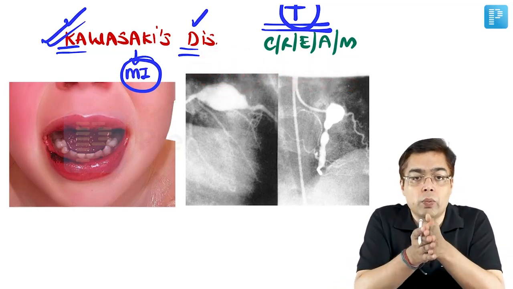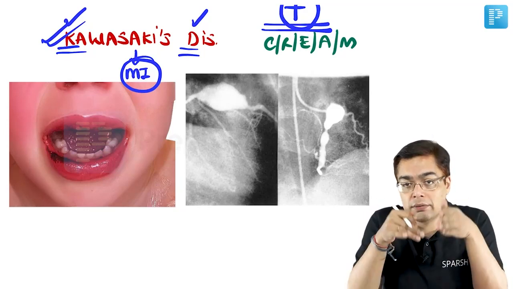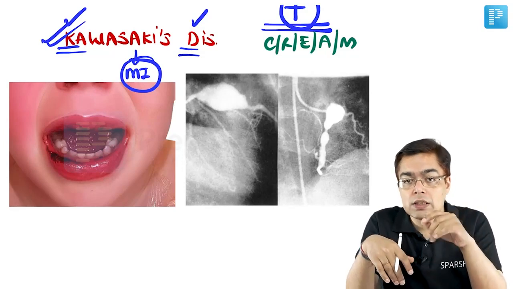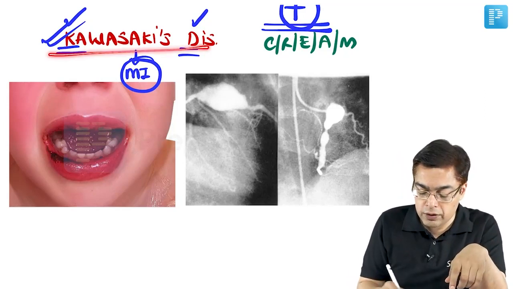So usually when you talk about vasculitis, majority of them have a good response with steroids. But for Kawasaki's, you need to remember the fact it is not steroids, it is the intravenous immunoglobulins along with aspirin, which is going to be the first line treatment to offer to this patient.